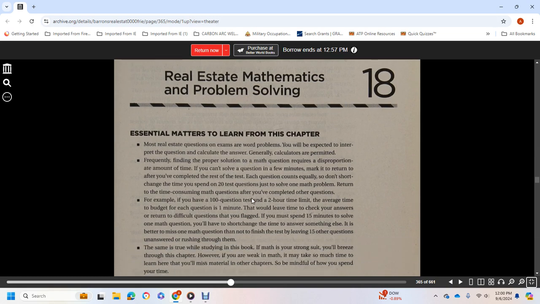calculators are permitted. Frequently, finding the proper solution to math questions requires a disproportionate amount of time. If you can't solve the question in a few minutes, skip it and return after you've completed the rest of the test. Each question counts equally, so don't shortchange the time you spend on 20 questions just to solve one math problem. Return to time-consuming math questions after you've completed the other questions.